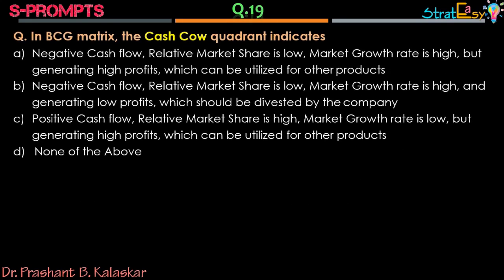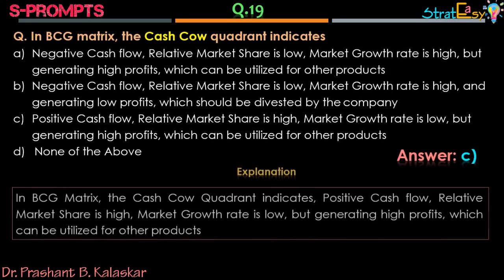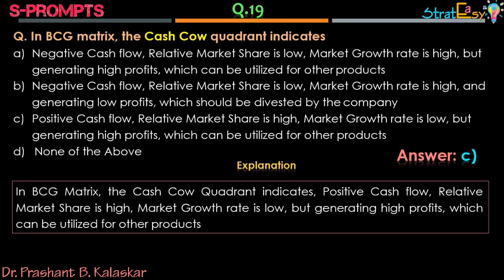Question number 19. In BCG matrix, the cash cow quadrant indicates, and the right answer is option C. In BCG matrix, the cash cow quadrant indicates positive cash flow, relative market share is high, market growth rate is low, but generating high profits which can be utilized for other products.